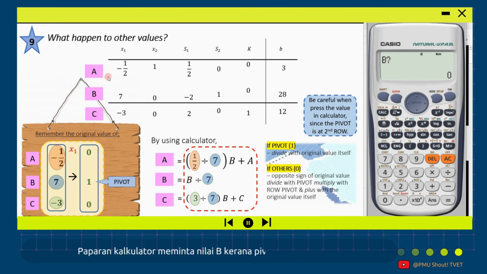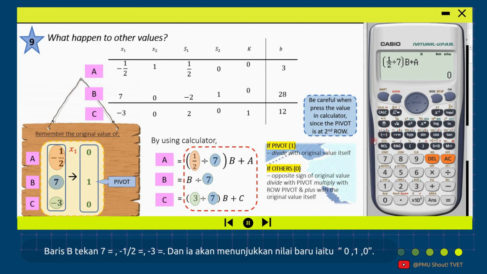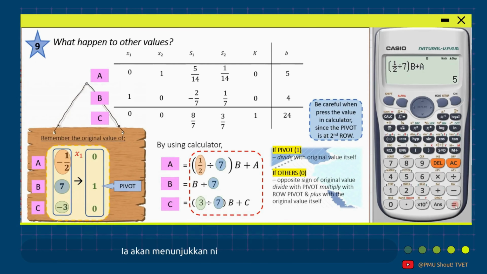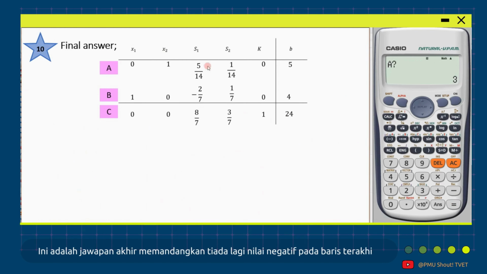Here they ask you B first because your pivot is at row B. So you put 7 equal, -1/2 equal, -3 equal, then it will show you the new value, which is 0, 1, 0. Do the same thing for each column, and it will show you the new values. So these are all the new values for our columns.